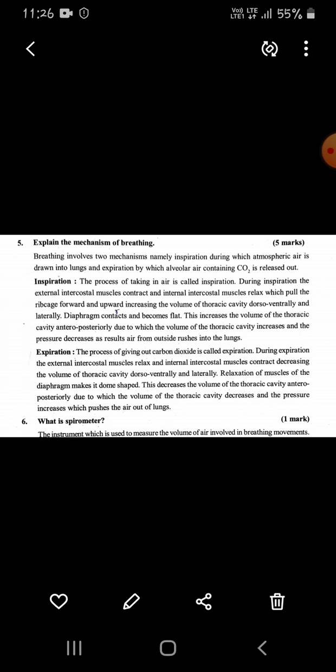So what is a spirometer? It is an instrument which is used to measure the volume of air involved in breathing. They may ask what a spirometer is for 1 mark, and the mechanism of breathing they may ask for 5 marks.